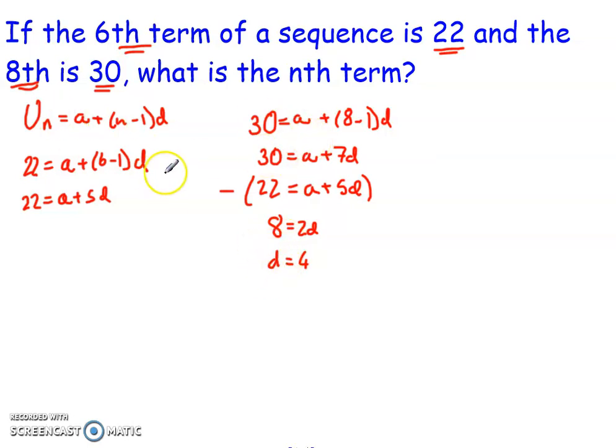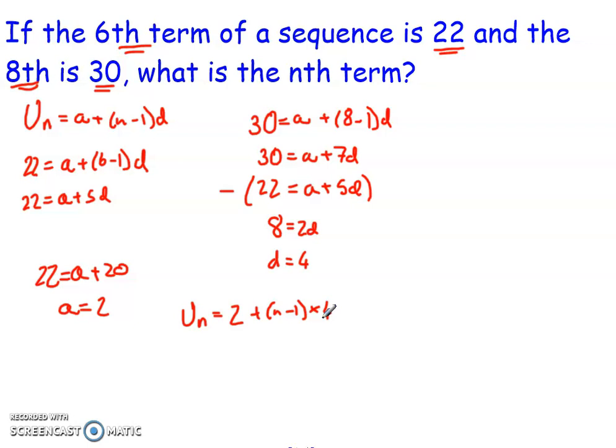Take this d and substitute it into either of these two equations to find whatever the a is. So let's go to this one here. I know that 22 is equal to a plus 5 times the d, so 5 4s, which are 20. So from that, it's quite easy to determine that a is 2. So I know the a and I know the d. I can plug it all together now and say fine. So un is equal to 2 plus the n minus 1 times the d, which is 4.